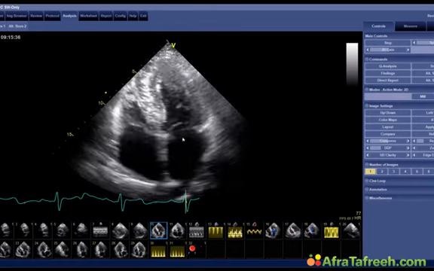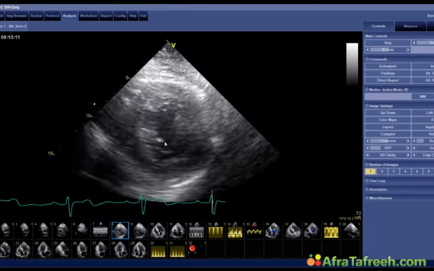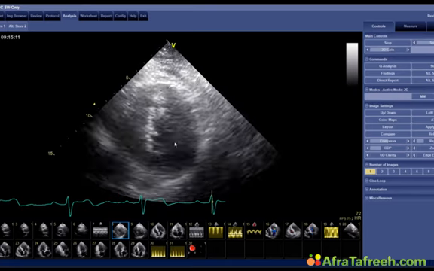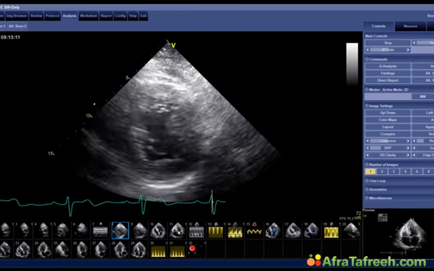Here we have hyperdynamic radial function. You see that the endocardium is almost touching each other. And the same is also visible here in a short axis view. You can see that we have a very hyperdynamic function. But what about longitudinal function?